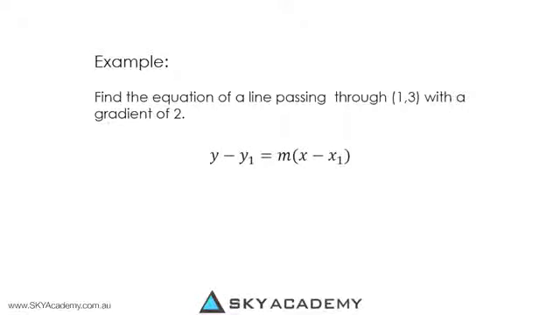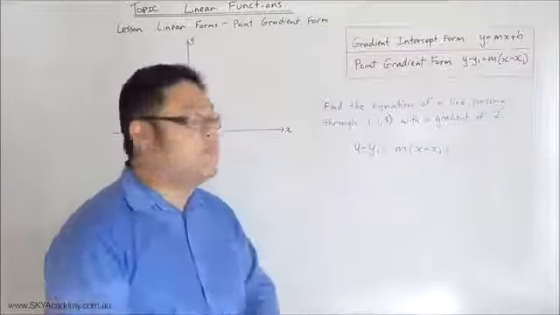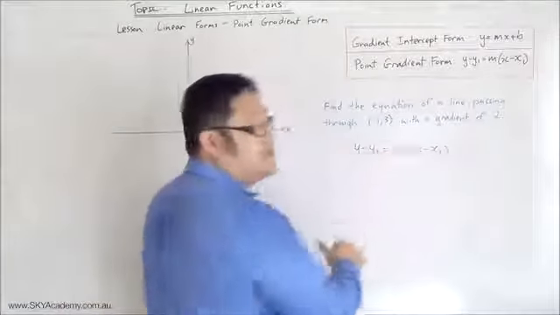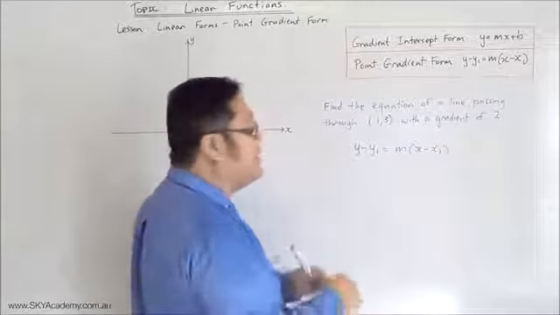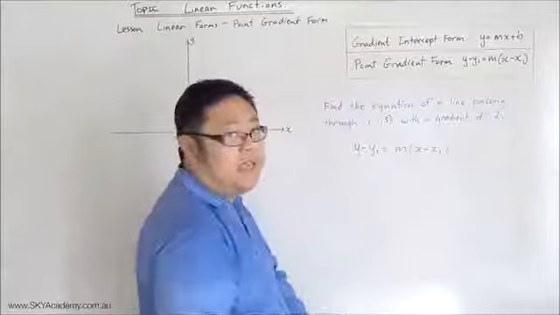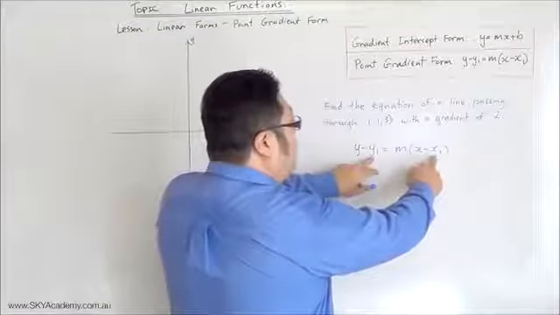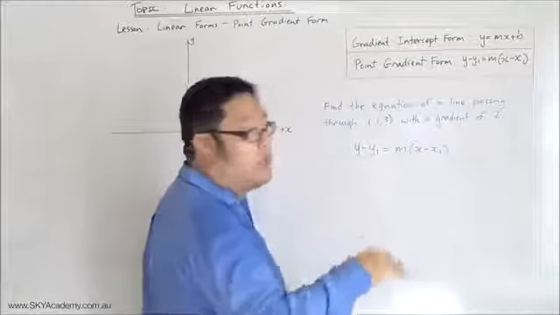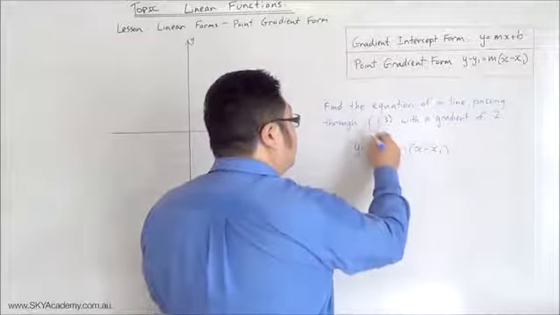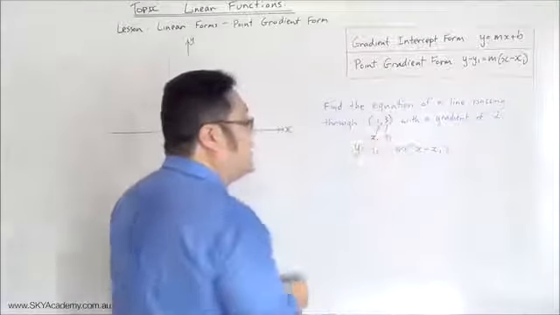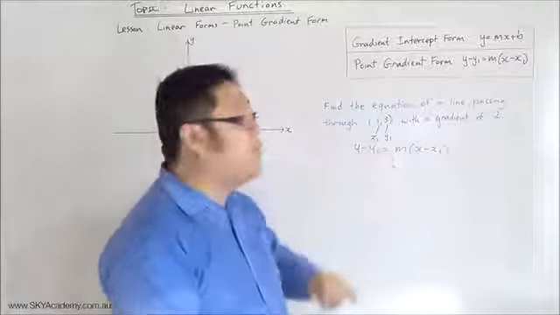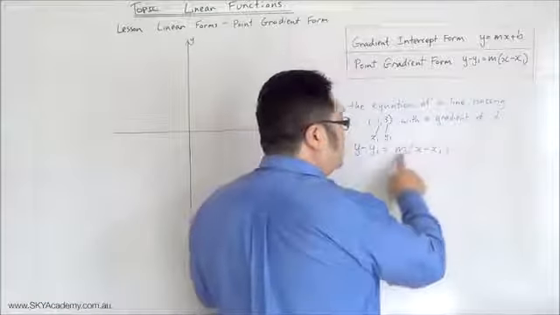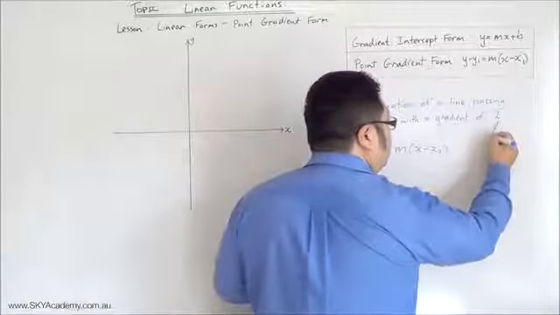Now let me explain what each of these letters stands for. Your y and your x are your variables. We don't need to substitute numbers for y and x; they will just remain y and x, and they're part of the rule that we're going to have at the end. The x1 and the y1 are the coordinates of the point through which the line passes. So this number is going to be x1, this number is going to be y1, okay? So x1 and y1 are the point that sits on the line, alright? And your gradient is always m, so 2 is going to be your m.